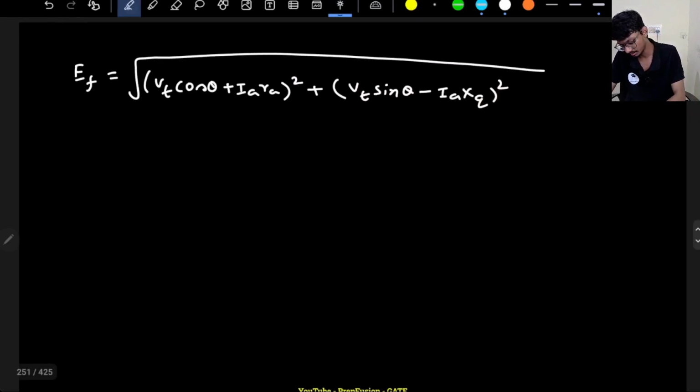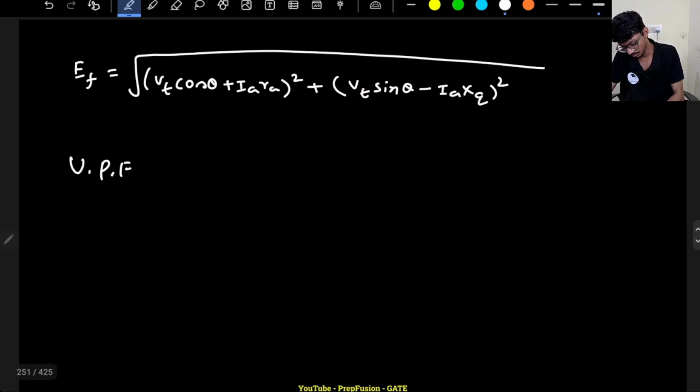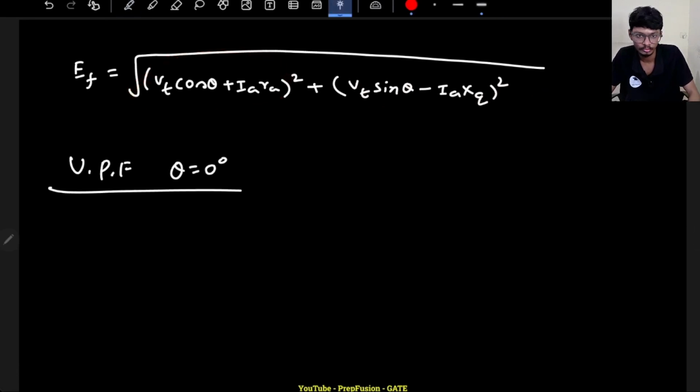So for the unity power factor, UPF, you make theta equal to 0. Replace theta equal to 0 in any of the formulas, both will work. Okay. Now, what about the motor?